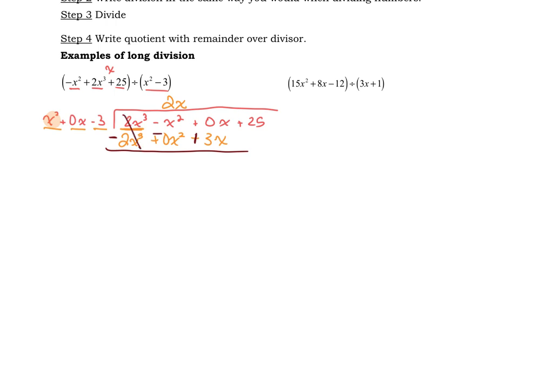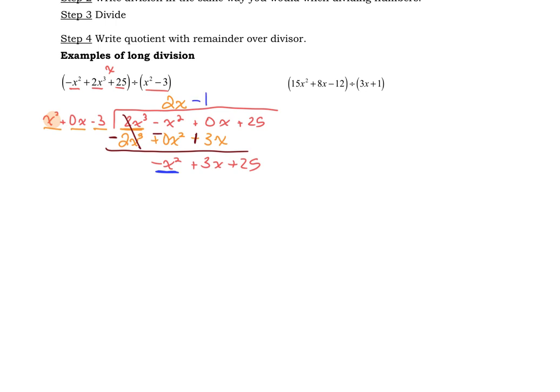And now I come down and say, okay, negative x squared plus 0 is negative x squared. 0 plus 3x is 3x plus 25. Now I start all over again. I'm only focusing here and still that x squared. So x squared times what is negative x squared? Well, that has to be negative 1.